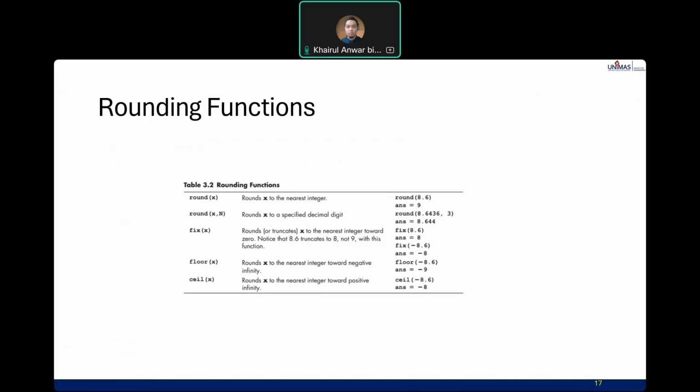We continue last week's rounding function. We will refer to page 57, section 3.3.2. MATLAB contains functions for a number of different rounding techniques. See this table, Table 3.2.